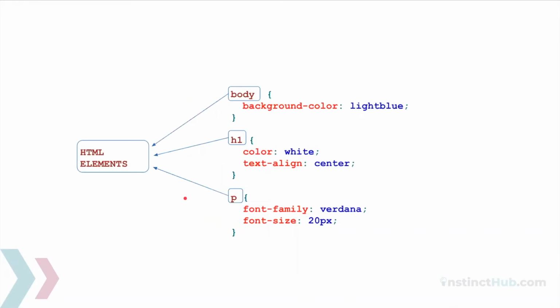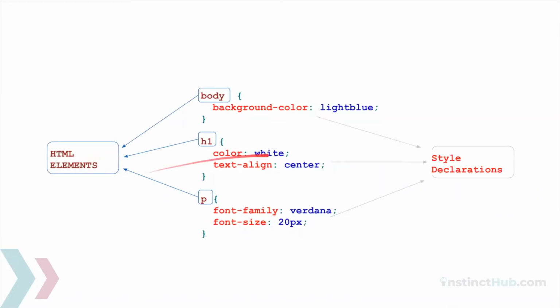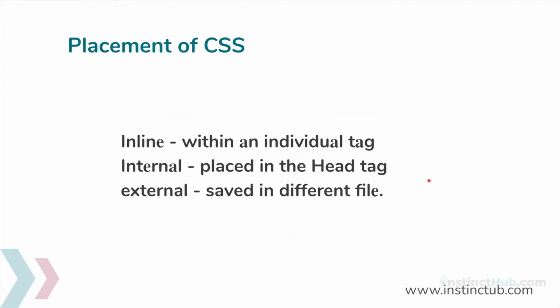So let's look at it again. You will see all of this in dark red are the HTML elements. Then if you look further, these are the CSS declarations. All of these are the declarations we made through the CSS.